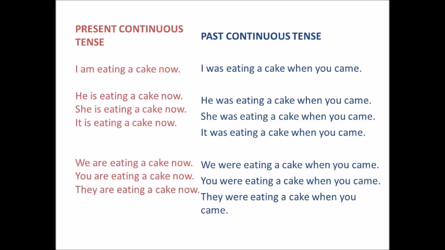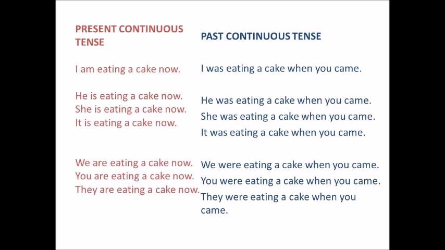In continuous tense, we always use a helping verb after subject and before the main verb. And this helping verb is verb be. In present tense, verb be takes the form of am, is, and are. Instead, in past continuous tense, verb be becomes was and were.